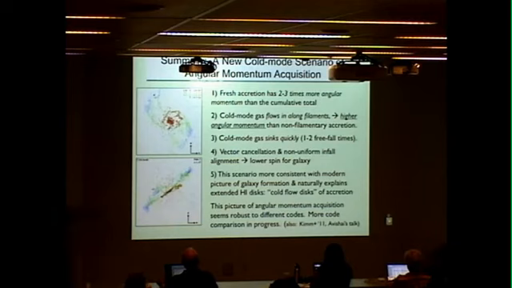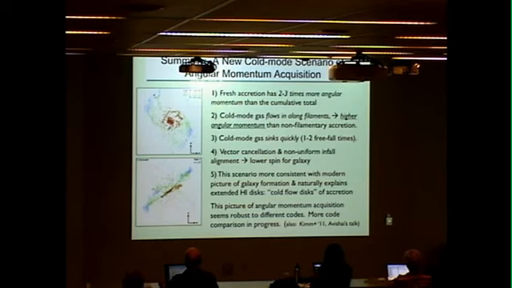Fresh accretion has 2 to 3 times more specific angular momentum than the cumulative total. The cold mode gas, because it's flowing in along filaments, has higher angular momentum than non-filamentary accretion. It sinks very quickly, only a couple free fall times. Over long time scales, you get vector cancellation. The streams don't stay in the exact same position all the time. Non-uniform infall, mergers, et cetera, mix things up.